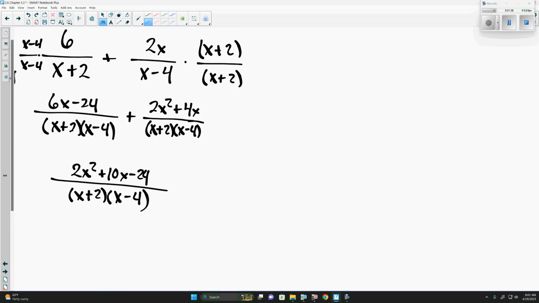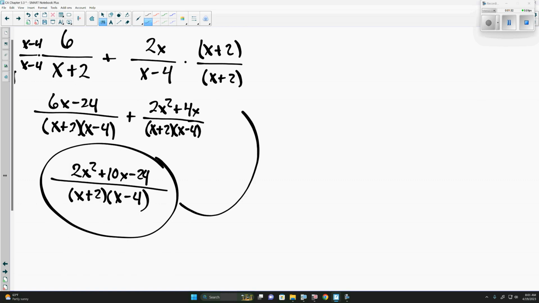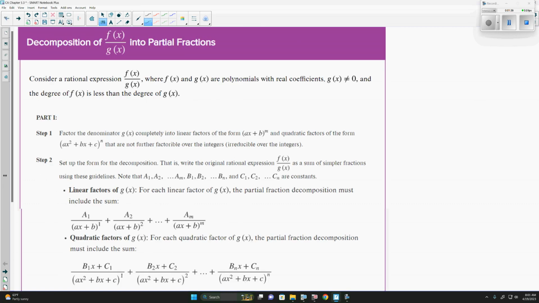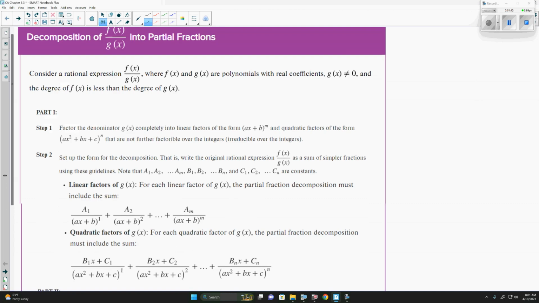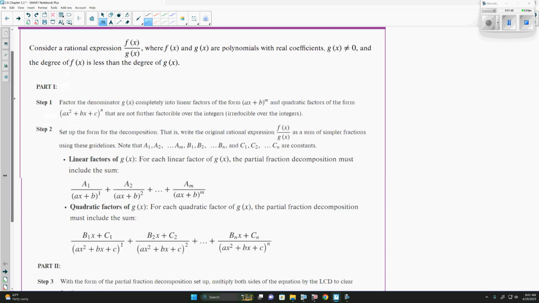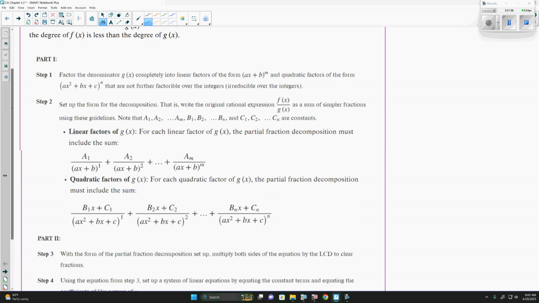Now, what we're going to be doing today is going from our combined form back into our individual terms. We're going backwards from it. So, we consider the rational expressions f of x over g of x, where f of x and g of x are polynomials with real coefficients, and g of x is not 0, because we can't divide by 0. The degree of f of x is less than the degree of g of x.